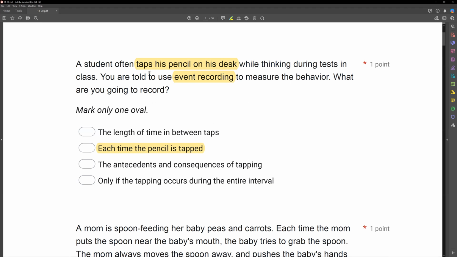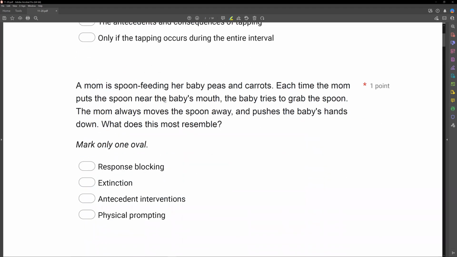We make sure we understand what the question is asking first, and then we evaluate. A mom is spoon feeding her baby peas and carrots. Each time the mom puts the spoon near the baby's mouth, the baby tries to grab the spoon. The mom always moves the spoon away and pushes the baby's hands down. What does this most resemble?